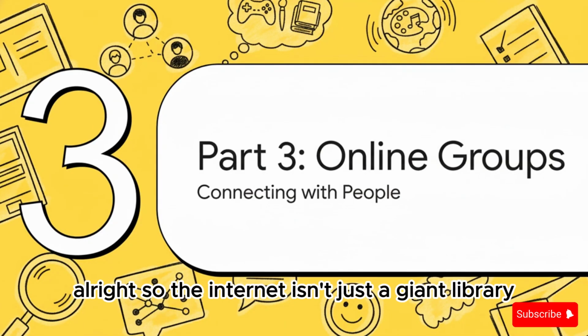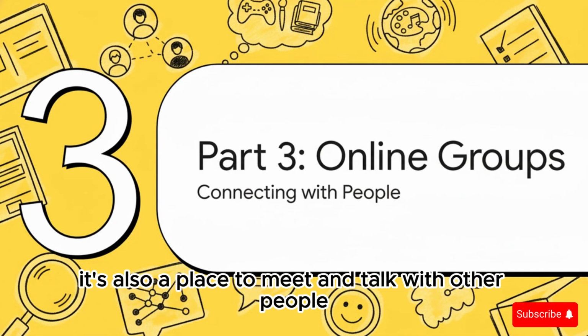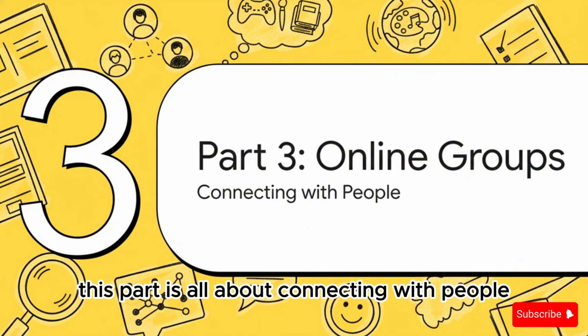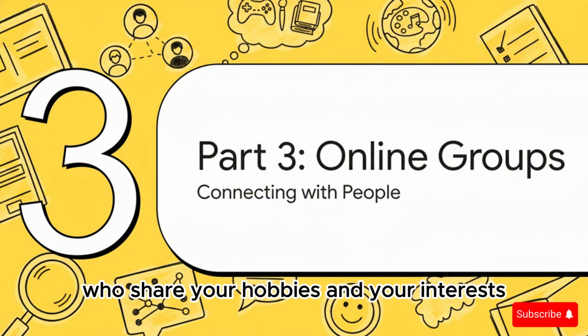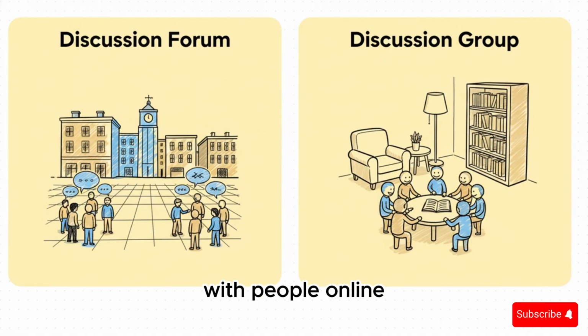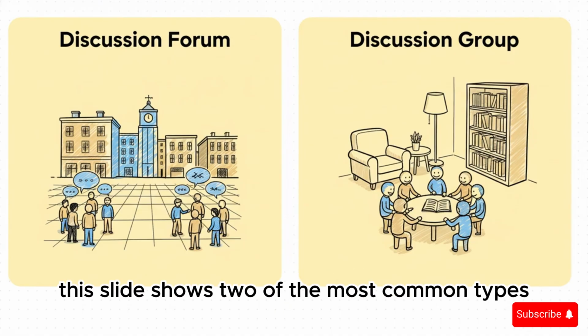All right, so the internet isn't just a giant library. It's also a place to meet and talk with other people. And this brings us to part 3. Joining online groups. This part is all about connecting with people who share your hobbies and your interests. Now, there are a couple of different ways to connect with people online. This slide shows 2 of the most common types.